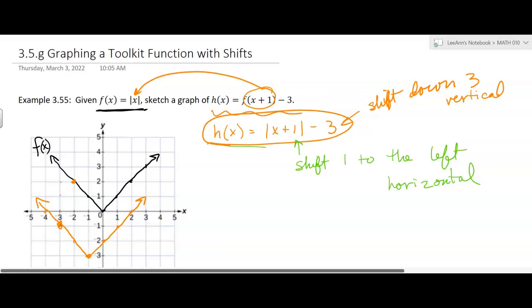Yep, there it is. Okay, so that's the idea behind transformations, the big idea that you can take this graph and shift it left or right or up or down based on what they give you, and you don't have to do a big old table of values or a lot of other stuff.